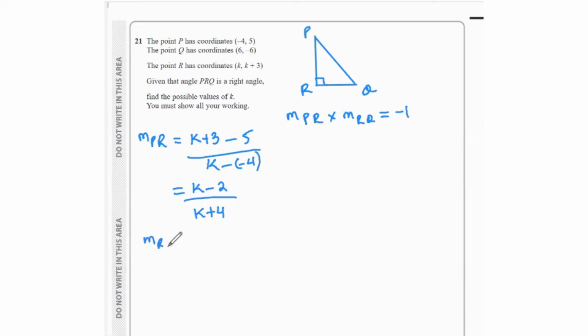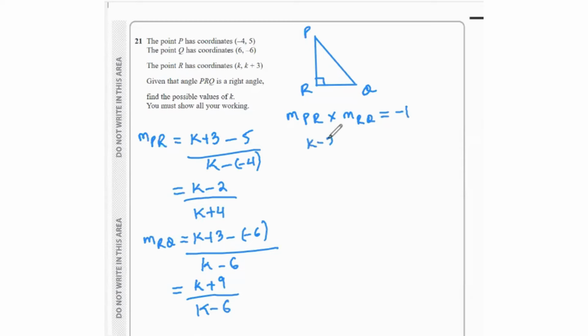Then MRQ would be K plus 3 minus -6 over K minus 6, which is K plus 9 over K minus 6. So then we do K minus 2 over K plus 4 times K plus 9 over K minus 6 equals -1. So we can solve this algebraic fraction. We'll probably get a quadratic equation and we'll use that to find the value of K.